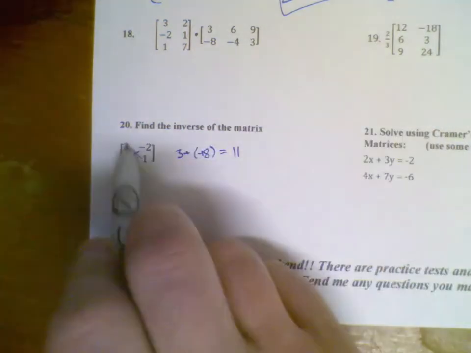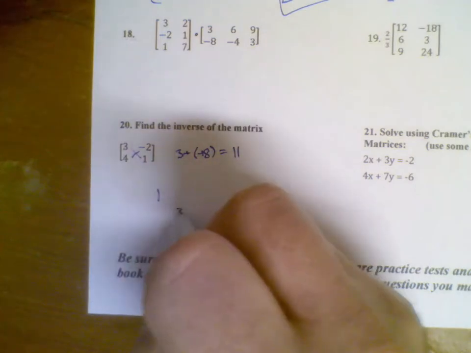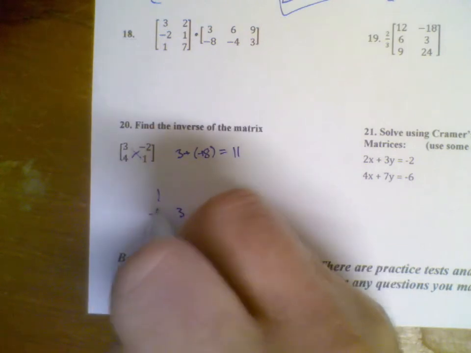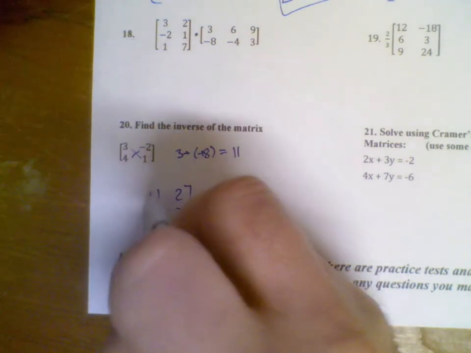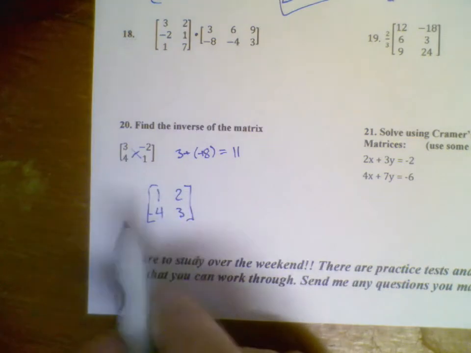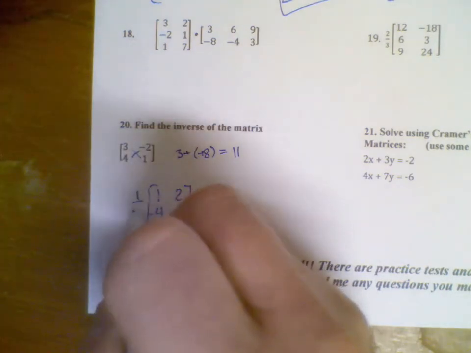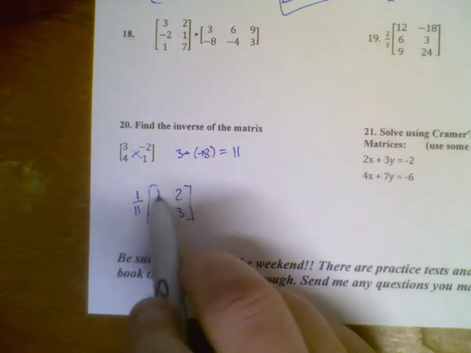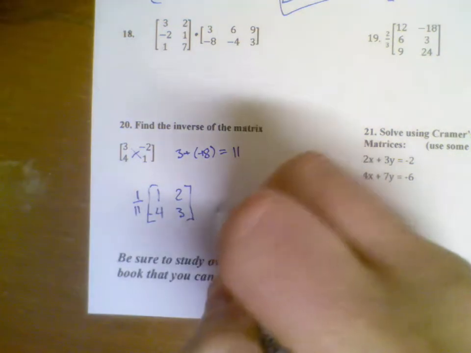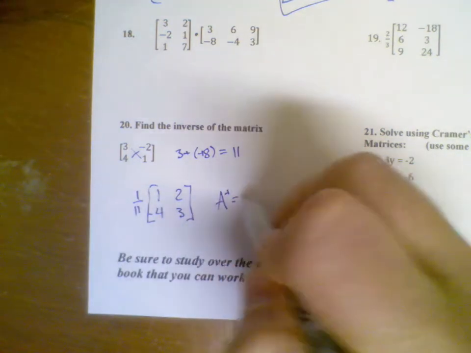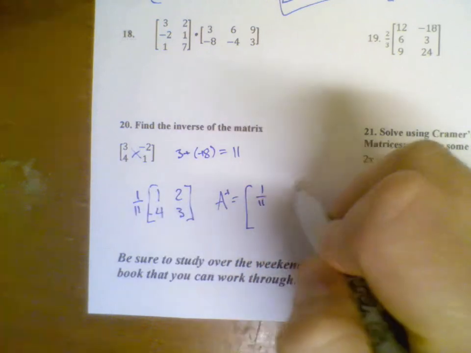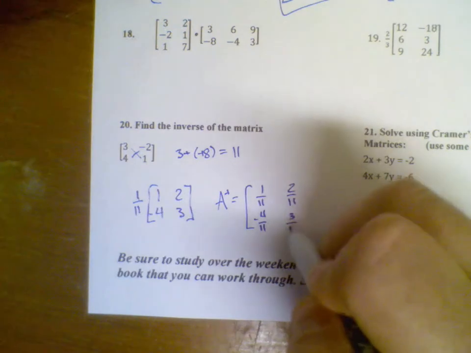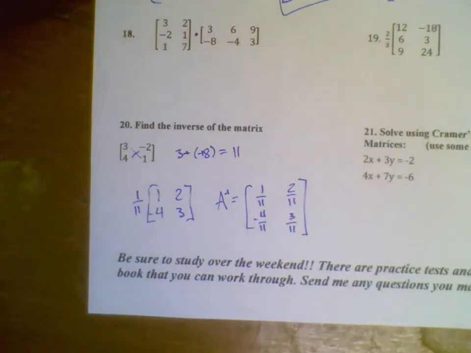So my adjugate, where I flip these around, so it'll be 1, 3, and then I change the sign of these two. So it's negative 4, positive 2. That's my adjugate matrix, and I divide all of them by the 11, or multiply by 1/11. Remember I said it was easier just to divide everything by that determinant. So my inverse matrix will be 1/11, 2/11, negative 4/11, and 3/11. That is your inverse.